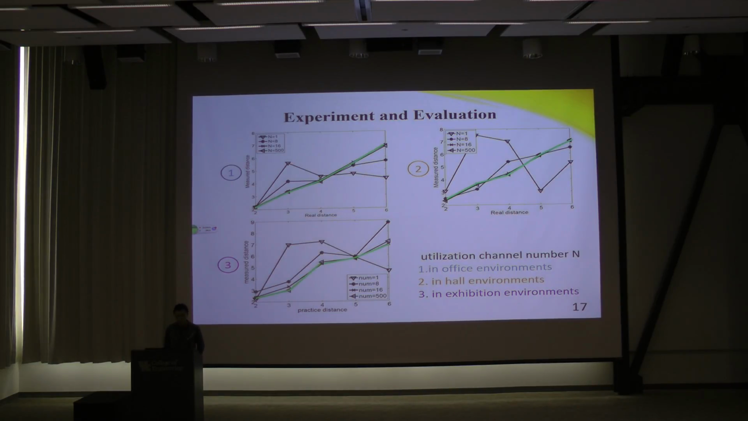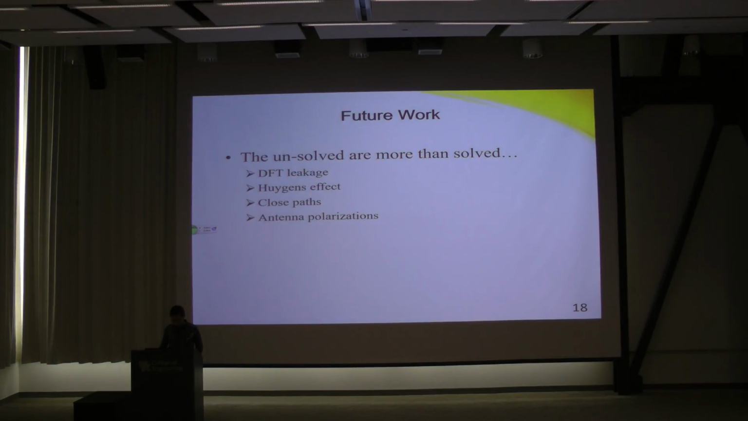And how many channels do we need to measure the RSS? We find from this result that 16 channels is enough. And this is my work. We provide a useful method for handling the complex indoor environment.